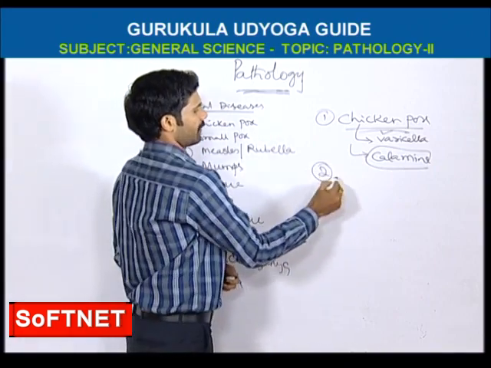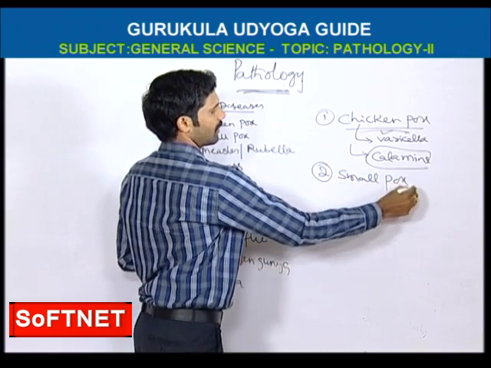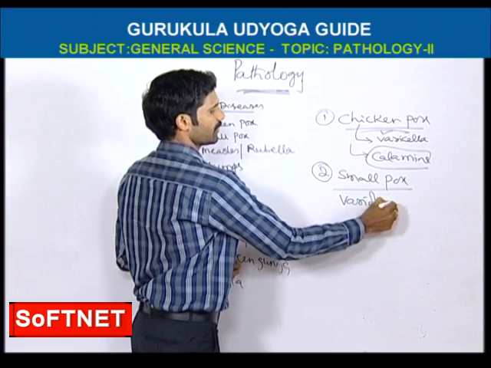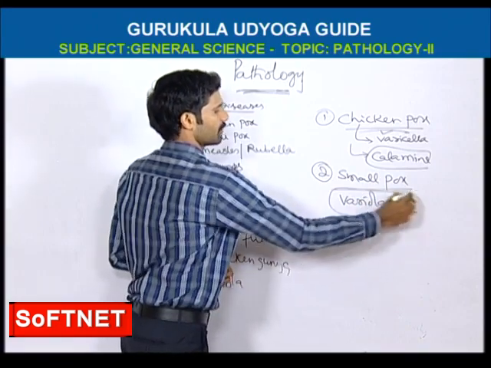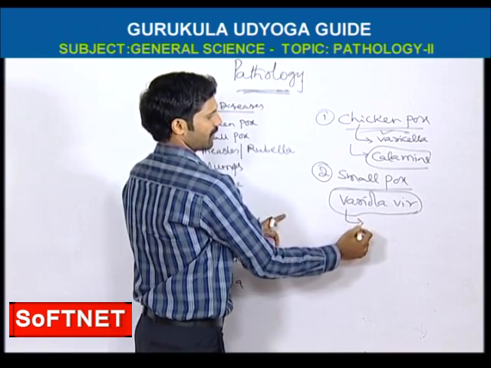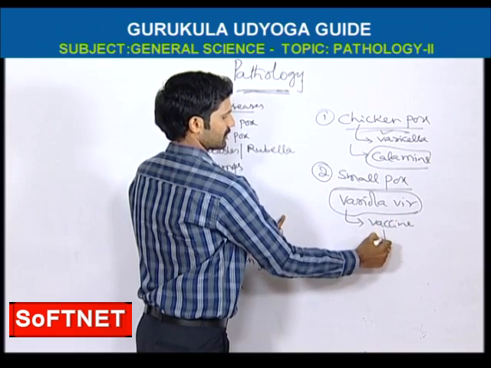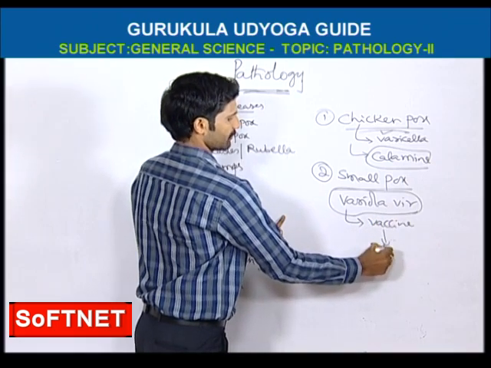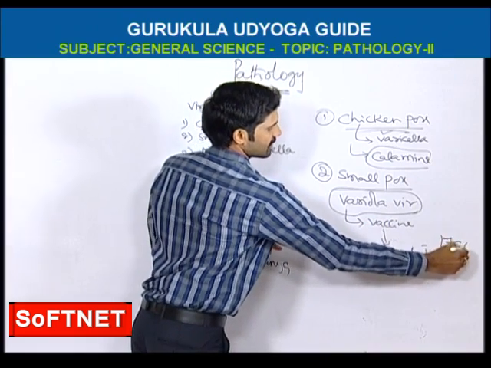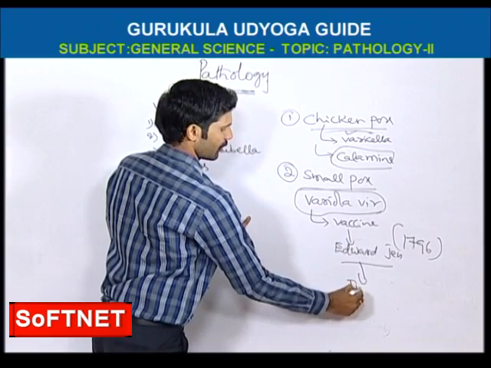Next viral disease is smallpox. Smallpox is caused by the variola virus. The smallpox vaccine was discovered by Edward Jenner in 1796. Edward Jenner was the father of immunology.